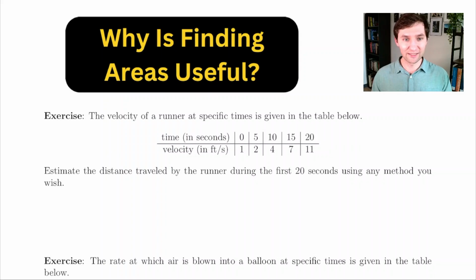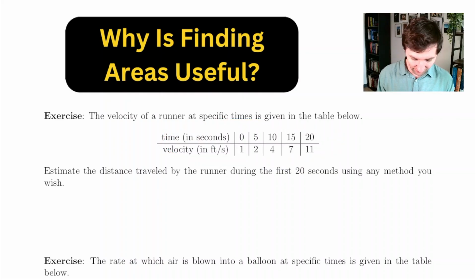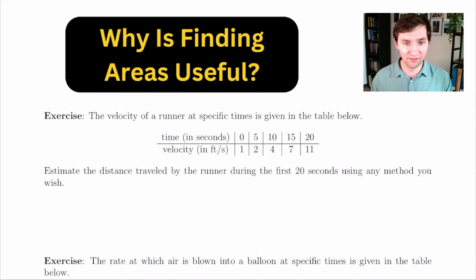Hi everyone. Let's find out why finding areas of regions under graphs of functions can be useful. In the first exercise, we were given the velocity of a runner at specific times, and we must determine the distance traveled by the runner during the first 20 seconds using any method we wish. If you would like to try this exercise on your own, stop the video now. You can also download these notes using the link in the video description.